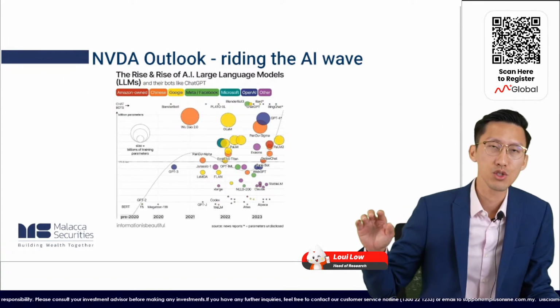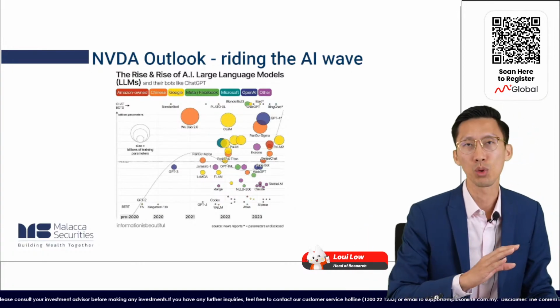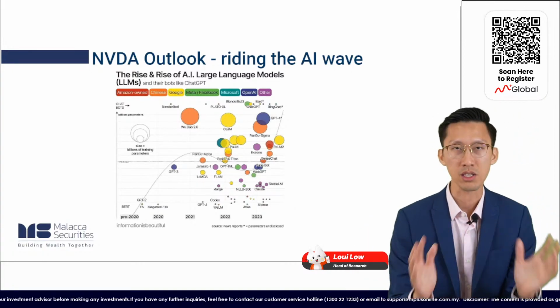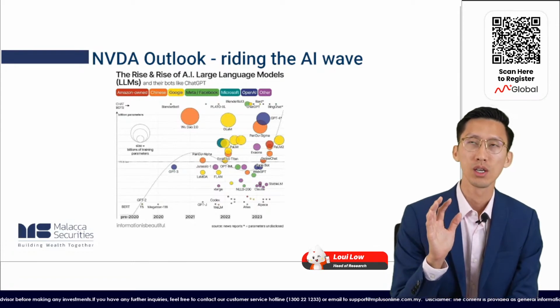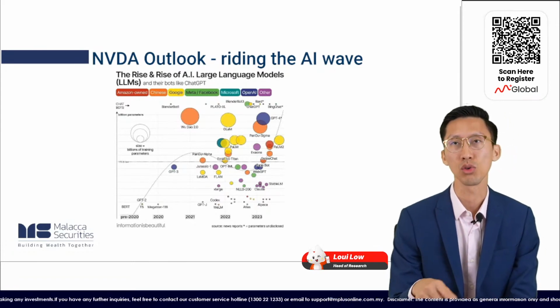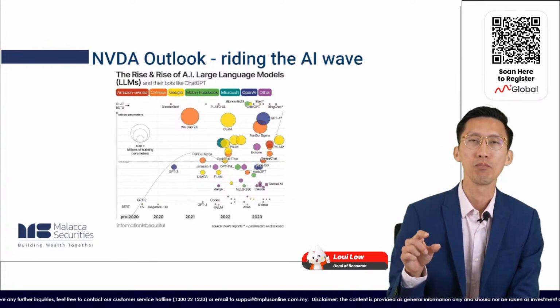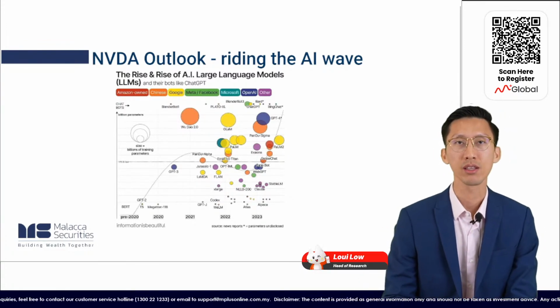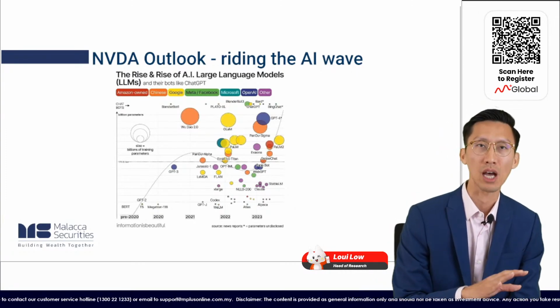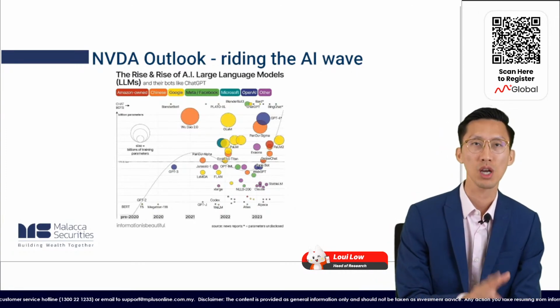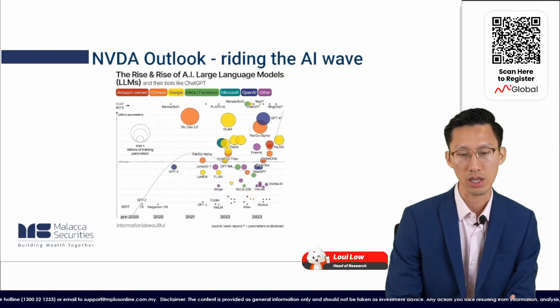So Nvidia outlook, I wouldn't look at other things anymore because I think they are all into the AI wave, and therefore we believe the AI trend will dictate the direction of the earnings and also share price for Nvidia. Okay, so that is the whole idea here.